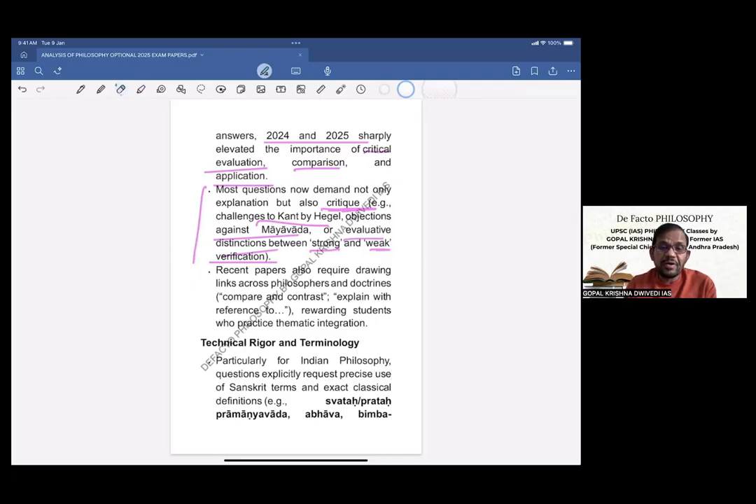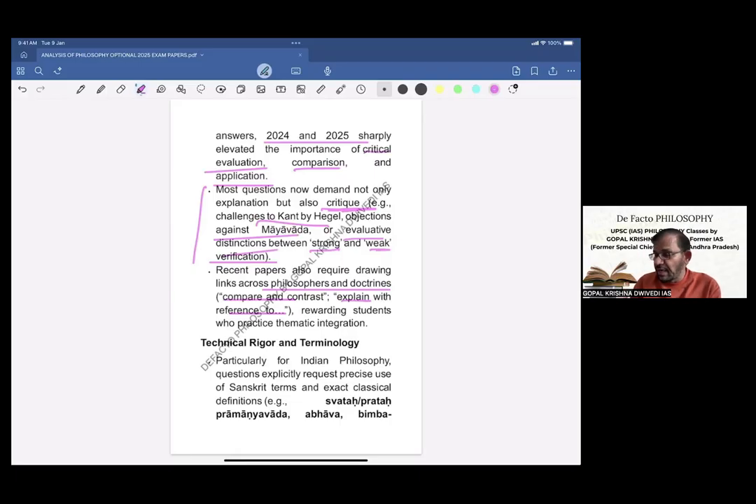Recent papers also require drawing links across philosophers and doctrines, because again, inter-philosophic school comparisons are there. Words like 'compare and contrast' and 'explain with reference to' have been used. So that kind of comparisons and contrasts are there.